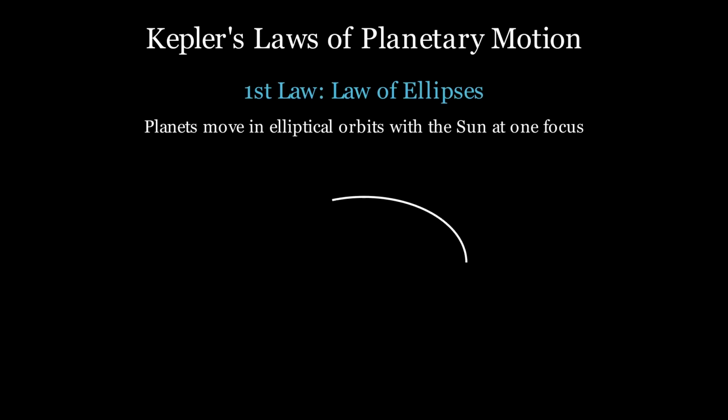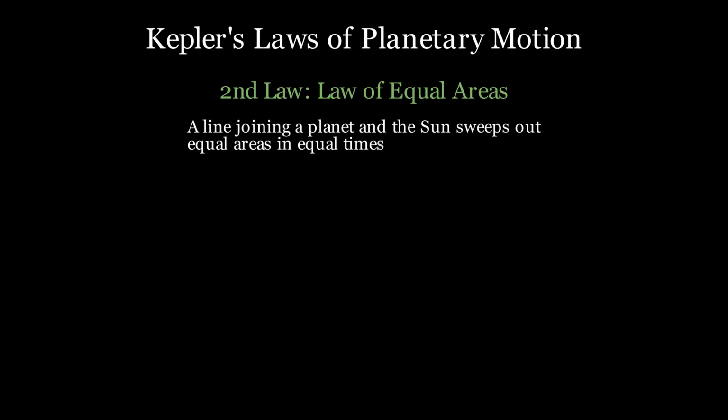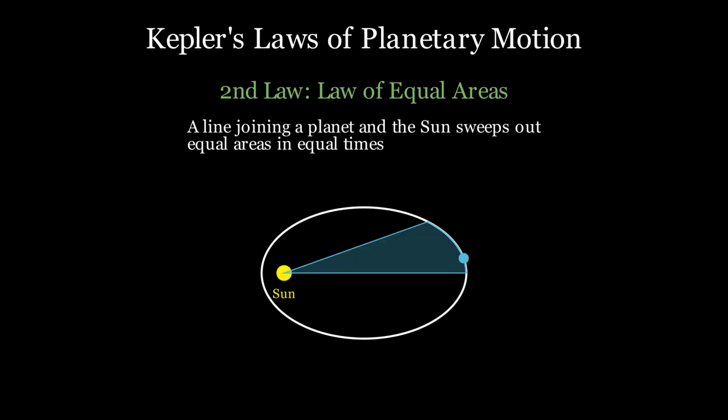First, let's quickly recap Kepler's first two laws of planetary motion. Kepler's first law states that planets move in elliptical orbits with the Sun at one focus. Kepler's second law states that a line joining a planet and the Sun sweeps out equal areas in equal times. This means any planet orbiting a star must travel faster when closer to the star and slower as it moves further away.